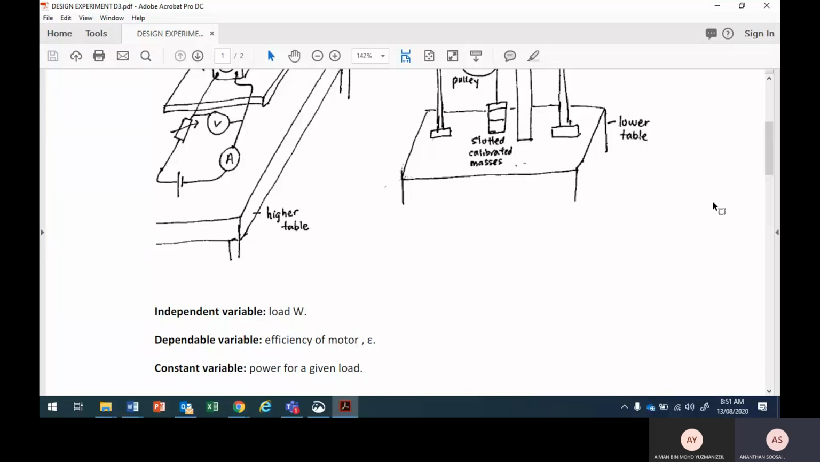Okay, write roughly your idea first. What are you going to write? Focus on the instruments and the equations. Okay, you can start. Method is what? Set up the apparatus as shown above. Okay.